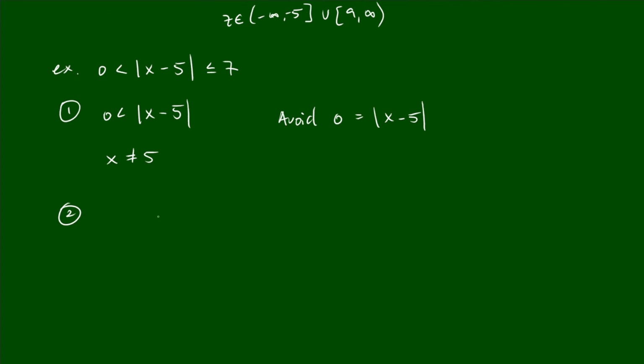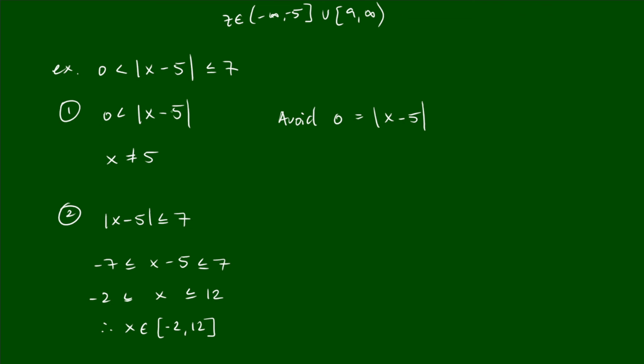For the second case, you have the absolute value of x minus 5 that is less than or equal to 7, you're going to have minus 7 is less than or equal to the x minus 5, sorry, the x minus 5 is less than or equal to 7. Adding the 5 to each side, you have minus 2 is less than or equal to x, and less than or equal to 12. Therefore, x is in the interval of minus 2 all the way to 12, and you're including the endpoints.